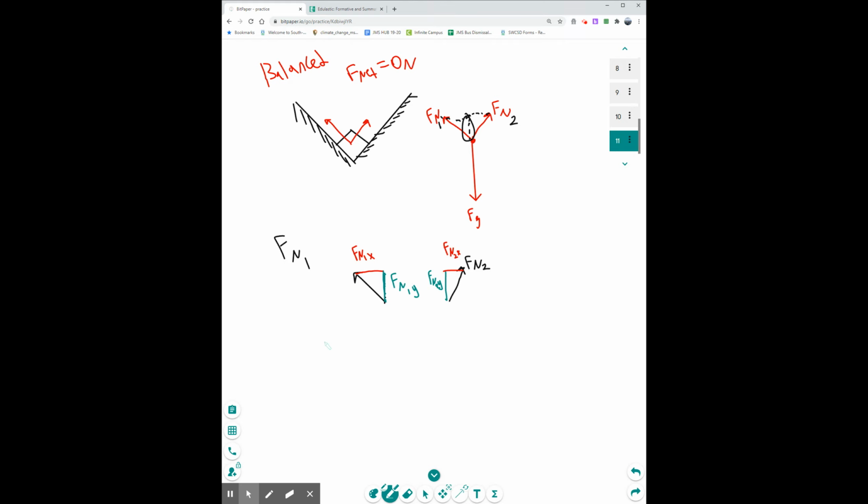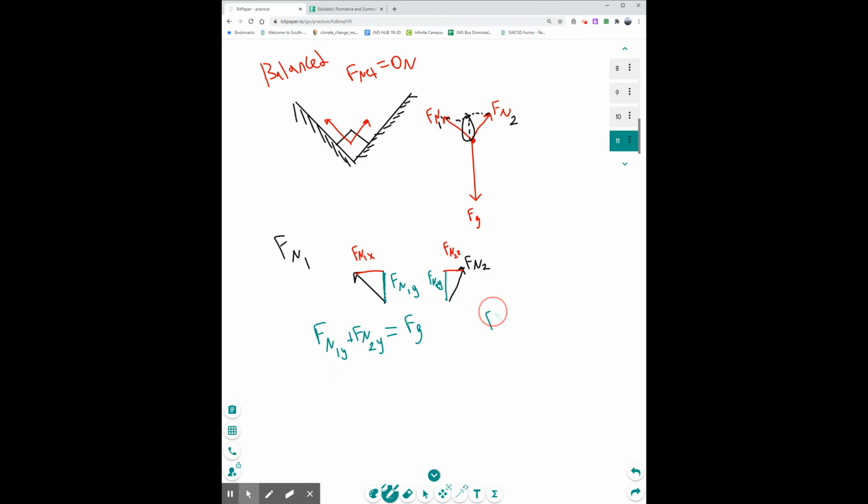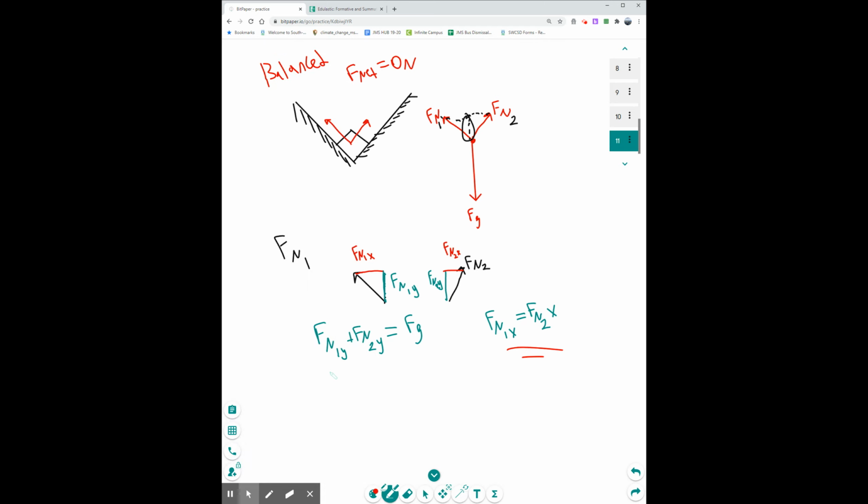Now, what we do know here is, FN1Y plus FN2Y must be equal to Fg, our weight, right? That has to be true. We also know this is true: FN1X has to be equal to FN2X, right? That was supposed to be in red. Sorry, I don't know why I didn't change colors. I did click it. Oh well. So we know that's true, and we know that's true.